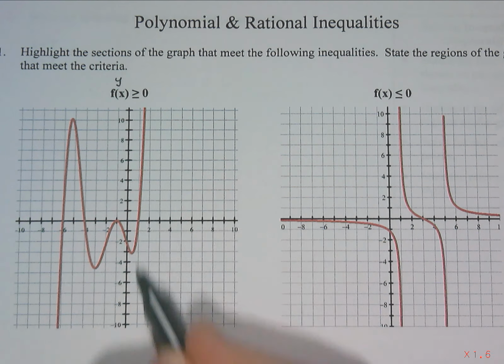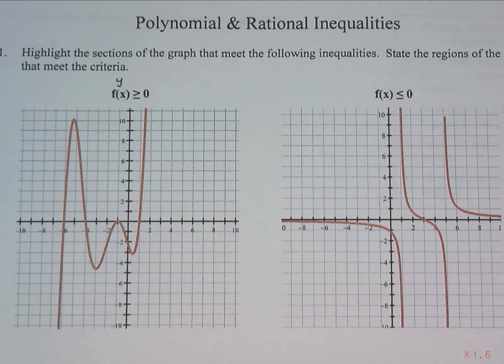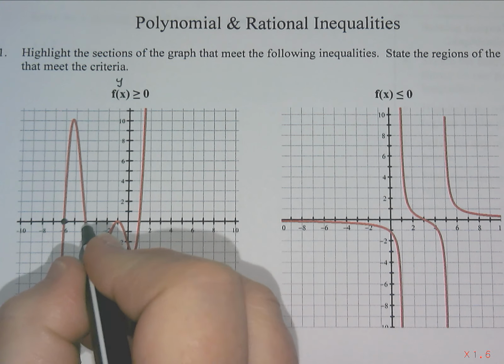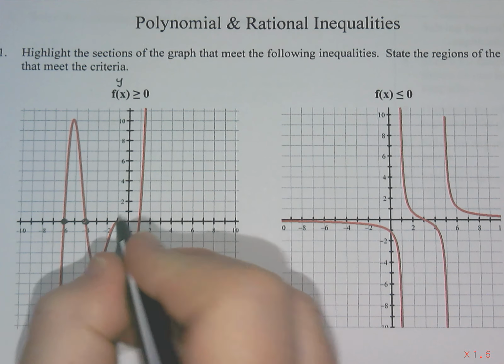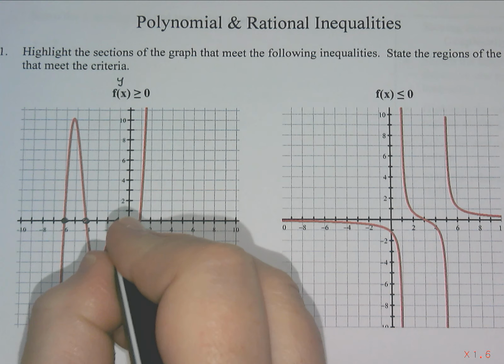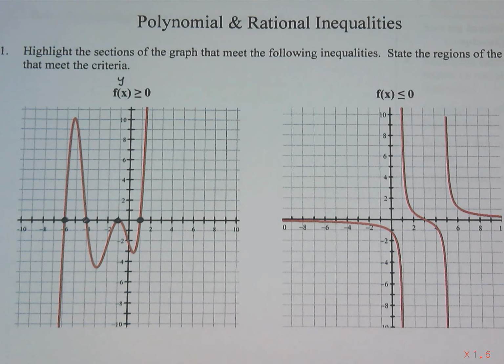So on the y-axis, 0 would be here. So that would be our x-axis. So it would have a y value of 0 at basically my x-intercepts. So since it is supposed to be greater than or equal to 0, for the equal to, I am going to put a dot on each of those x-intercepts where it equals 0.